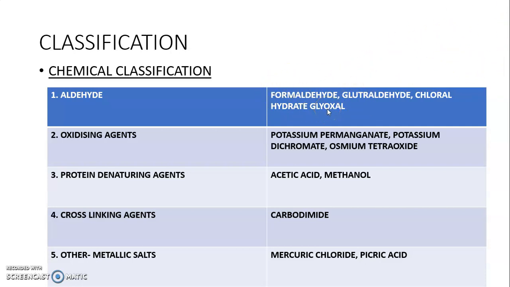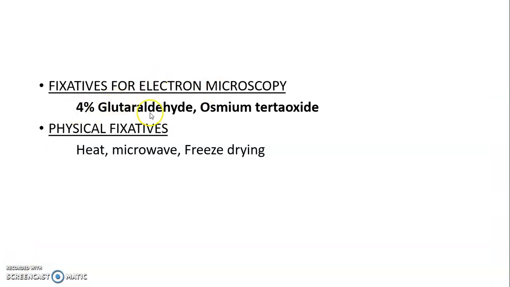These are aldehyde fixatives. Oxidizing agents are potassium permanganate, potassium dichromate, and osmium tetroxide. Osmium tetroxide is also used in electron microscopy. Protein denaturing agents like acetic acid and methanol are also used as fixatives. Carbodiimide is a cross-linking agent, and metallic salts like mercuric chloride and picric acid can also be used as fixatives. Fixatives for electron microscopy are glutaraldehyde and osmium tetroxide.